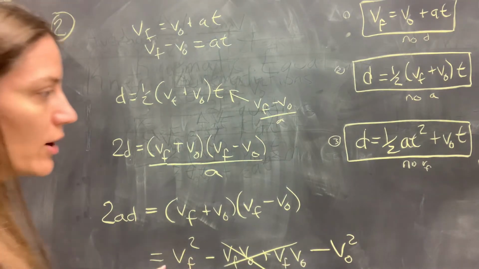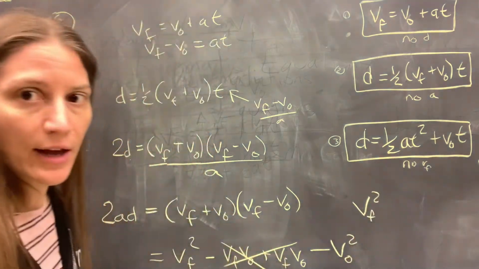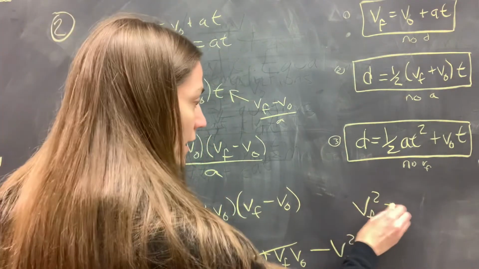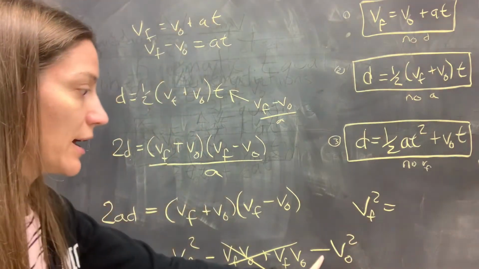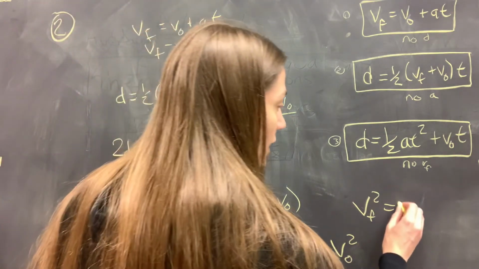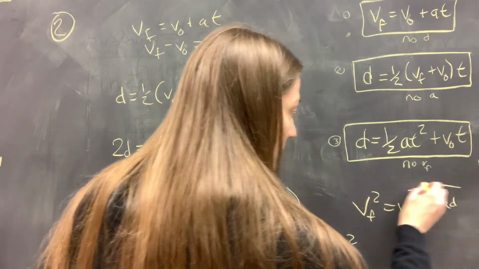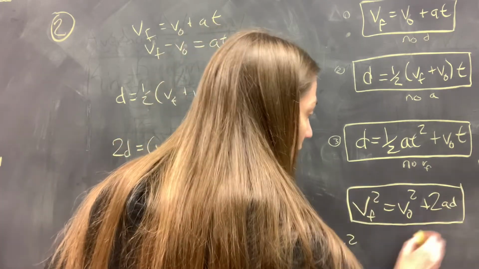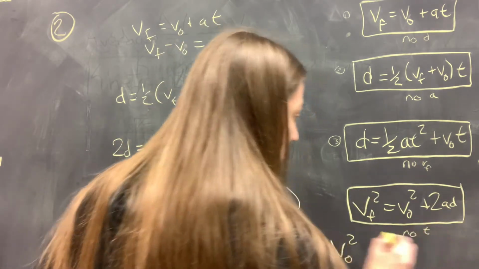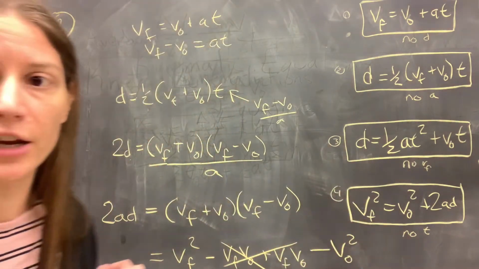Now when we write this one, which I'm just going to write over here, the VF squared ends up in front of the equal sign. And then everything else goes on the other side. So I'm going to add the V naught squared to the 2AD. So it's V naught squared plus 2AD. And there you have it. That's what if I don't know how much time it took. Ta-da! There's your 4th kinematic equation.